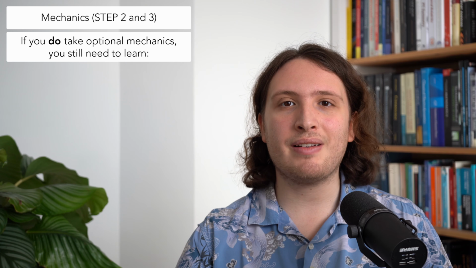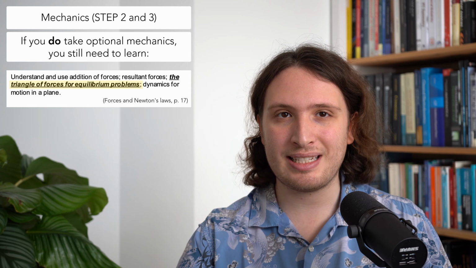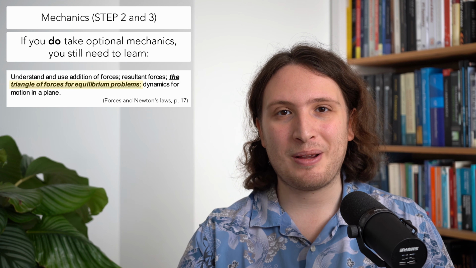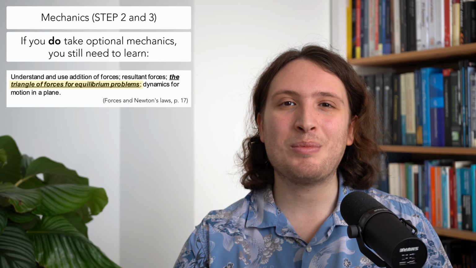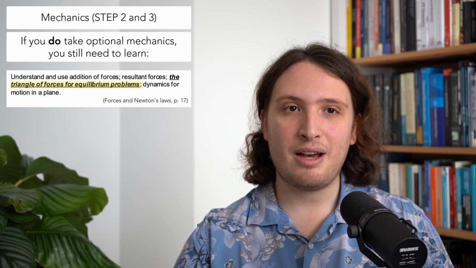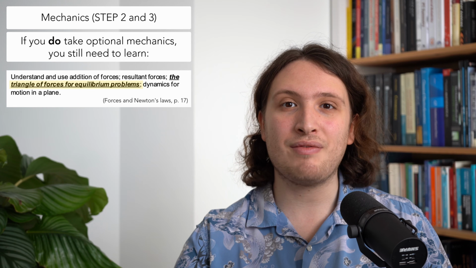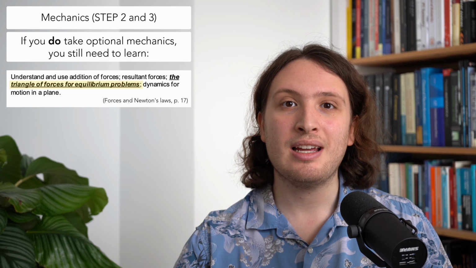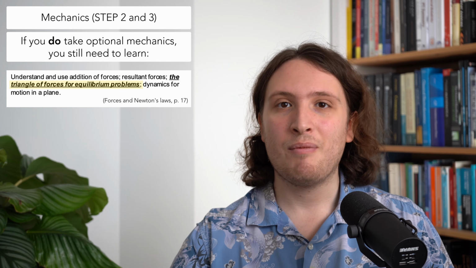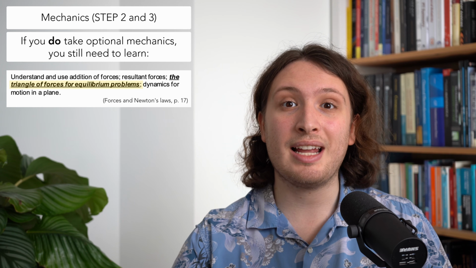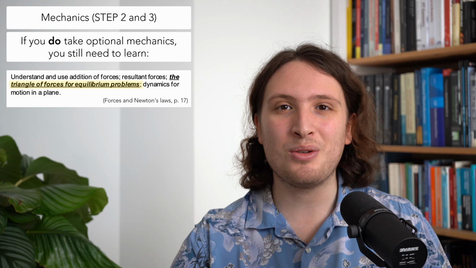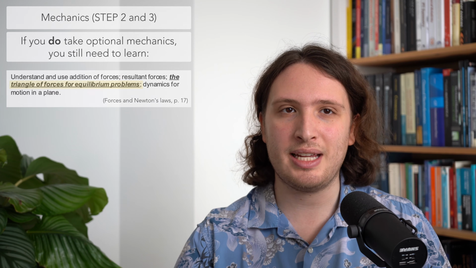In terms of the gaps that you may have even if you do take further mechanics, in Step 2 there is the idea of a triangle of forces for 3 forces in equilibrium. This is nothing other than the observation that if you take the force arrows as vectors for all of the 3 forces, and you join them nose to tail, they have to form a closed triangle in equilibrium. And you can sometimes use this geometric insight to your advantage.